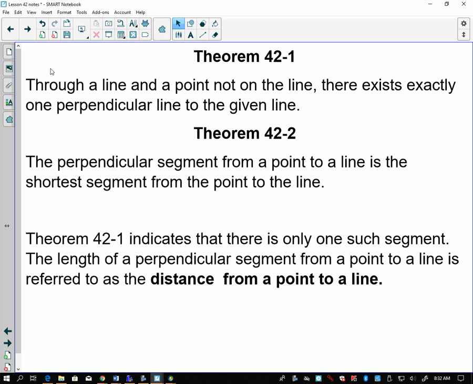Okay? Theorem 42-2, the perpendicular segment that connects that point to that line is the shortest segment. So it'll have the shortest distance. So, I mean, it's kind of as the frame goes, the shortest distance to points is a straight line. Well, if we want to be more specific, the shortest distance from a point to a line is a perpendicular line. Okay?